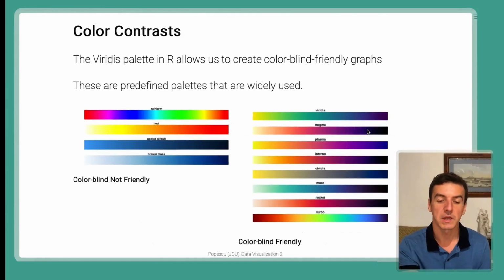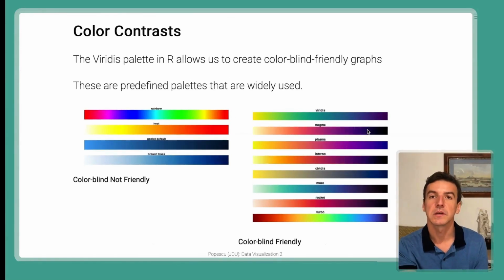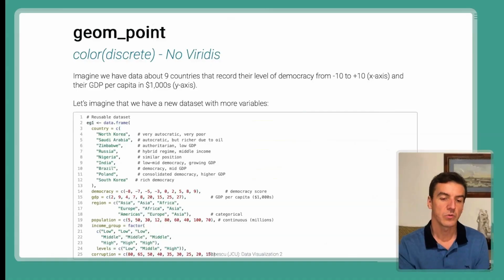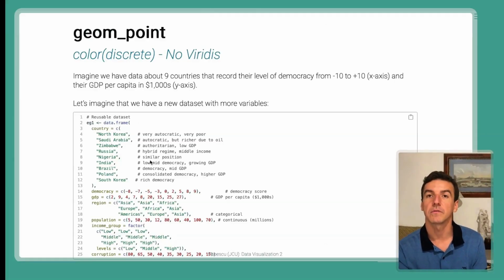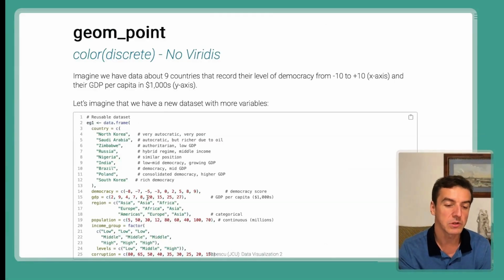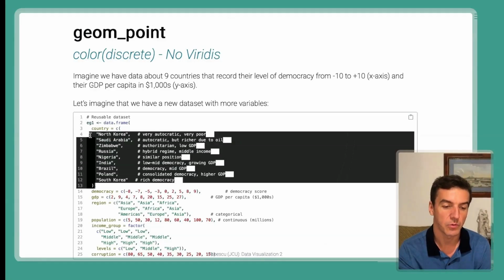So let us examine how using the Viridis scheme changes the appearance of our graphs. So once again, this is the data set that we have. This is EG1. So these are countries, the 9 countries that record their level of democracy and their level of GDP. But imagine that we also have these additional variables in our data.